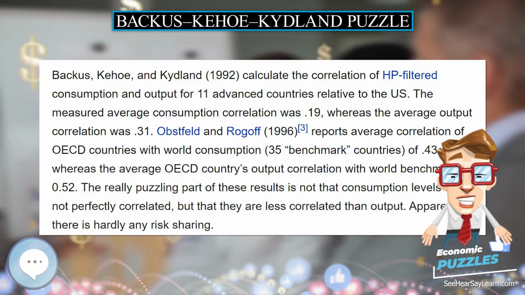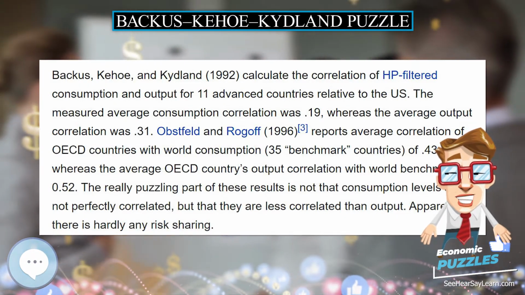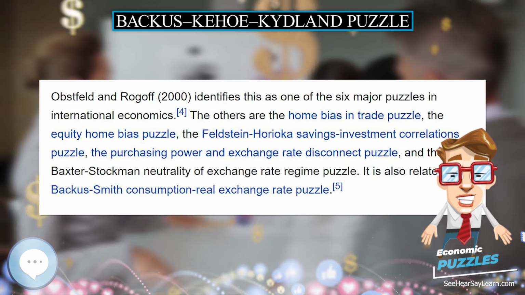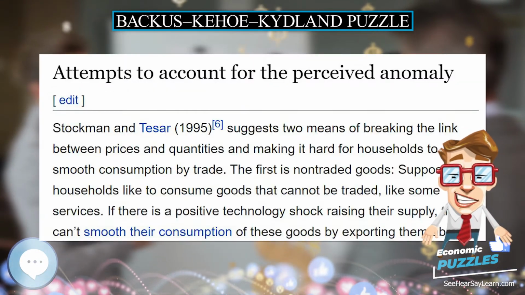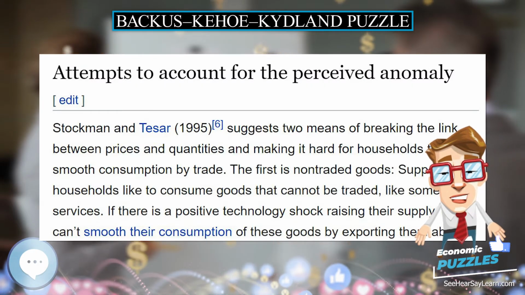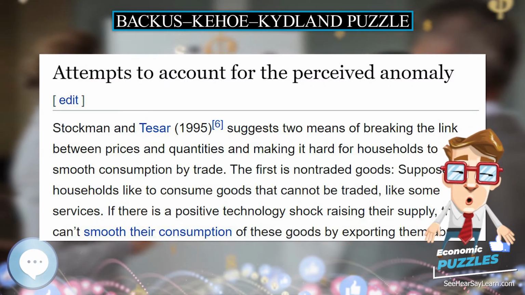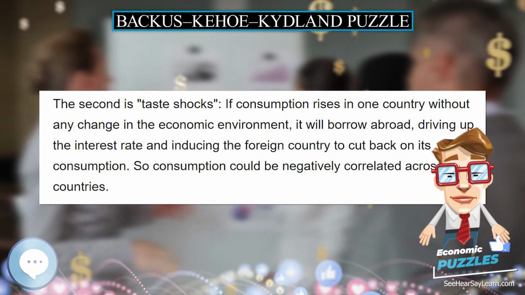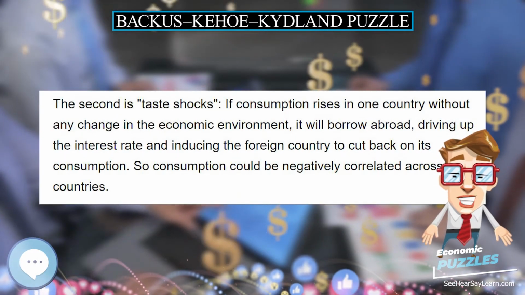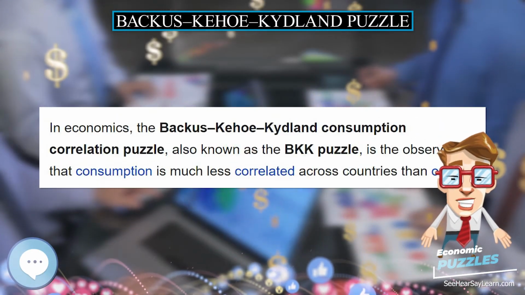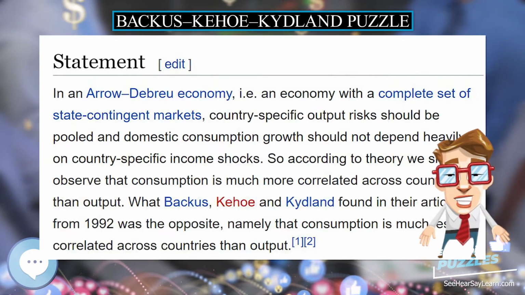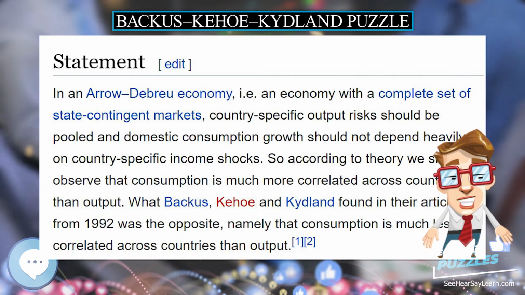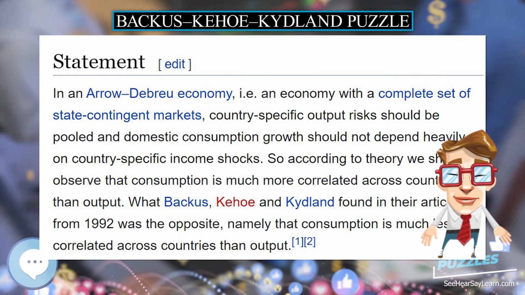Obstfeld and Rogoff, 2000, identify this as one of the six major puzzles in international economics. The others are the home bias in trade puzzle, the equity home bias puzzle, the Feldstein-Horioka savings-investment correlations puzzle, the purchasing power and exchange rate disconnect puzzle, and the Baxter-Stockman neutrality of exchange rate regime puzzle. It is also related to the Backus-Smith consumption-real exchange rate puzzle.